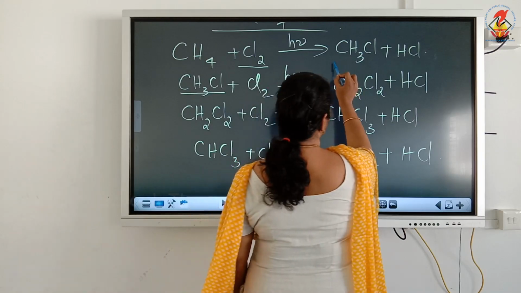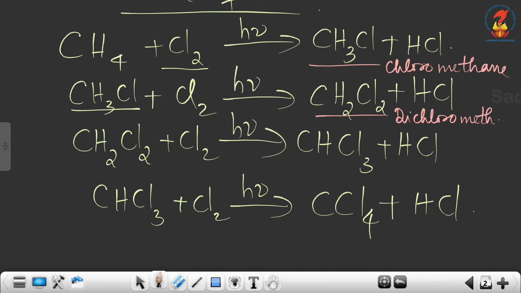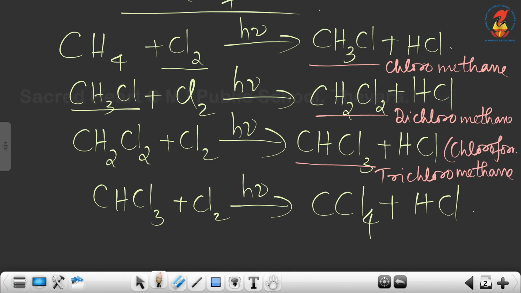The first product is CH3Cl. The name of this compound is chloromethane. Next is CH2Cl2, that is dichloromethane. Now CHCl3, this is trichloromethane, or there is a common name for this, that is chloroform. So the formula of chloroform is CHCl3.